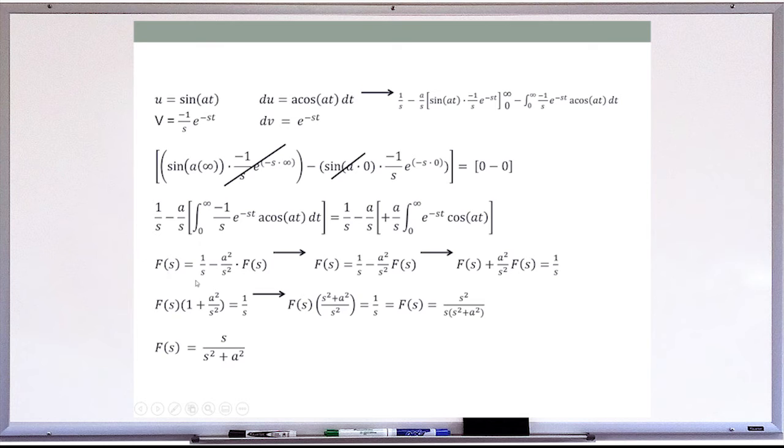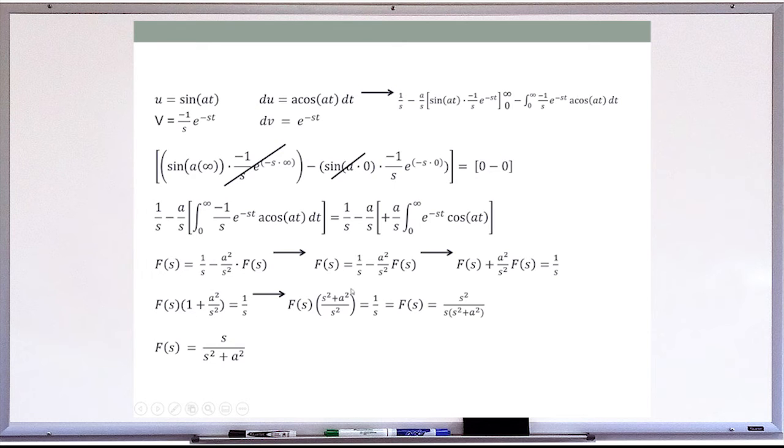Now all we have to do is simplify this equation and we can get the final answer. From here we isolate 1 over s to one side, so that we can factor out f of s. So f of s times 1 plus a squared over s squared is equal to 1 over s. Then we replace 1 with s squared over s squared, so that we can add it to a squared over s squared.